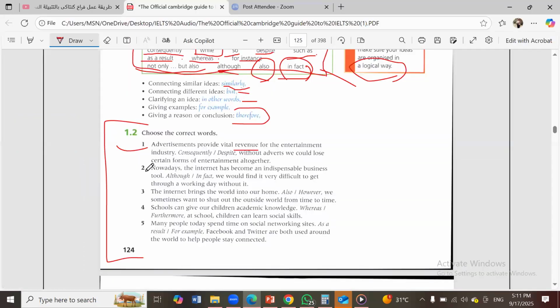Revenue. Okay, the second, who is ready to read, who is still here? Maysam, yes, تفضلي. Nowadays, the internet has become an indispensable business tool. In fact, we would find it very difficult to get through a working day without it. In fact, yes, in fact.